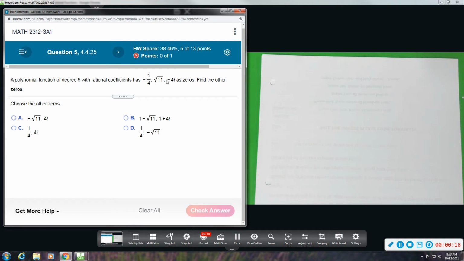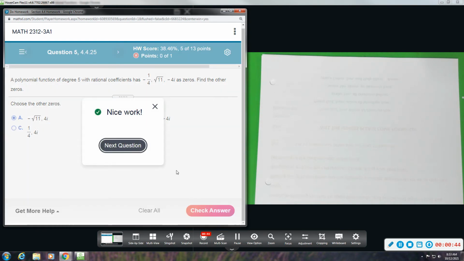So again, these square root terms are what stick out. Since we have a positive square root of 11, we need a negative. And since we have a negative 4i, we also need the positive 4i. So negative square root of 11 shows up on A and D. This one is 1 minus, so that doesn't work. So A and D. And then we need a positive 4i, which shows up on A. So that's going to be the one we want to choose.